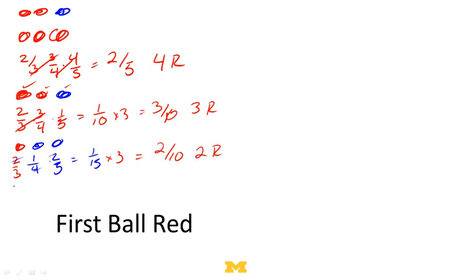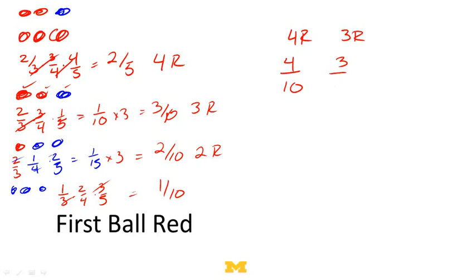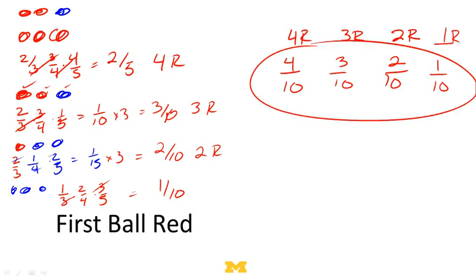And finally, I can ask, what's the probability that I get all 3 blue? Here, there's a 1/3 chance of getting the first blue, a 2/4 chance of getting the second blue, and a 3/5 chance of getting the third blue. These things cancel out, and I end up getting 1/10. So what I end up with is the probability of getting 4 red is 4/10. Probability of getting 3 red is 3/10. Probability of getting 2 red is 2/10. And the probability of getting 1 red is 1/10. So this is my new probability distribution.